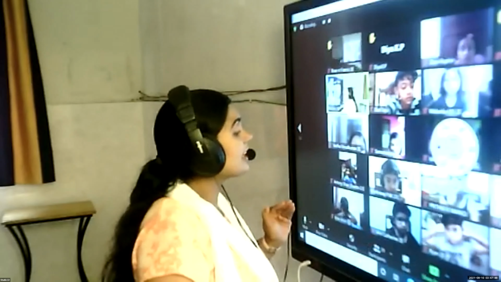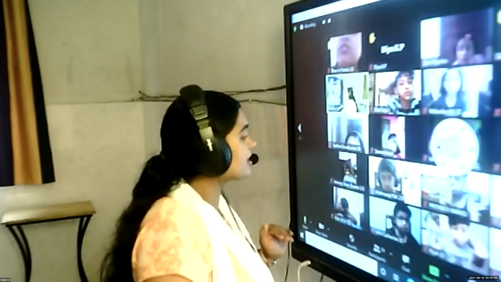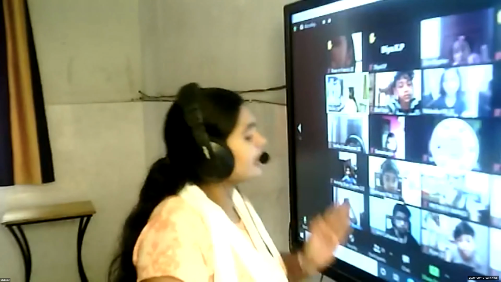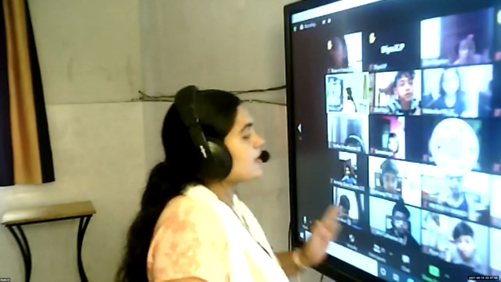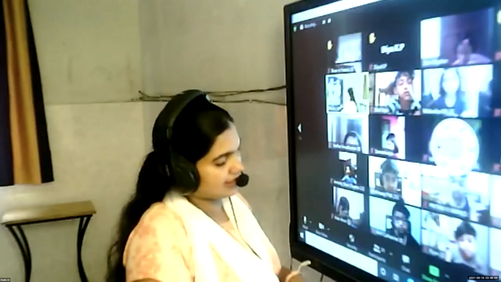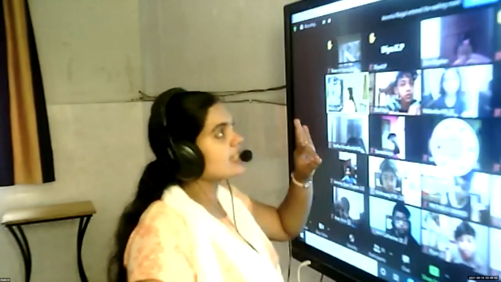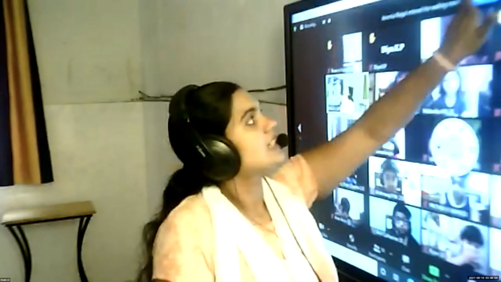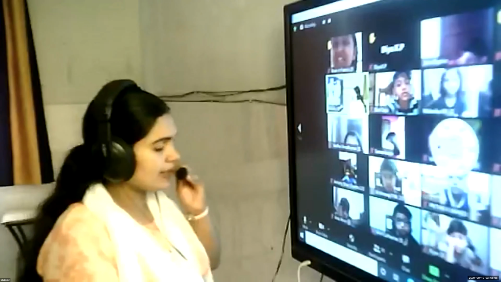If the tens are equal, what do we have to do, Krishna Raj? If tens are equal, we have to go to the ones place. We have to move to the next place, that is the ones place. We have to compare the ones. Okay, so these are the steps to compare two three-digit numbers.